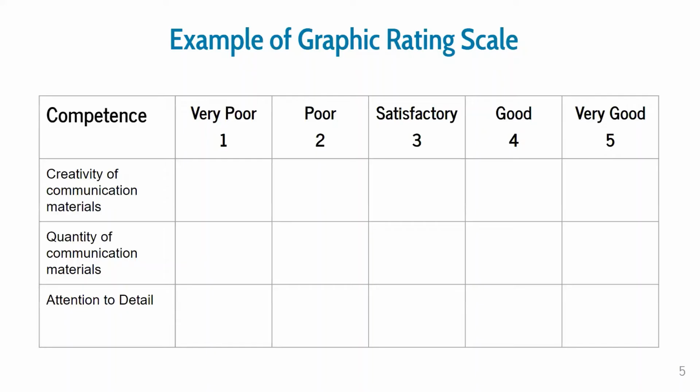Here's an example of the graphic rating scale, where on the left, I will list down the list of competencies. So for instance, creativity and quantity of communication materials, and also attention to details are something that we can measure. So on the right, we have the scales, with 1 indicating very poor, and 5 indicating very good.